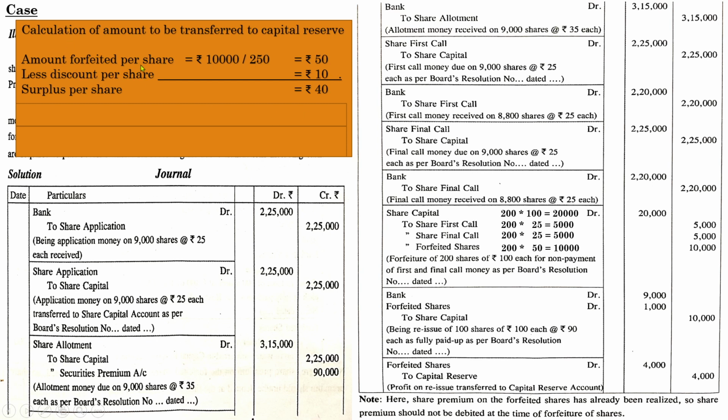Here the amount forfeited per share, that is, here the forfeiture amount is 10,000. On how many shares?